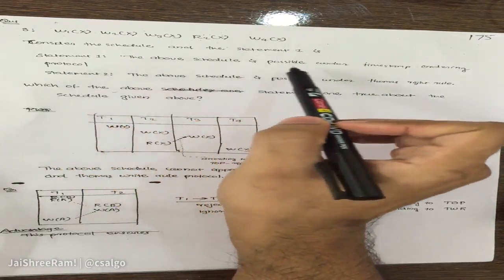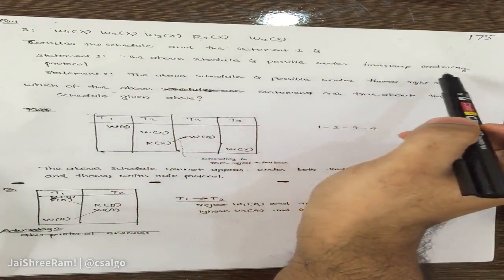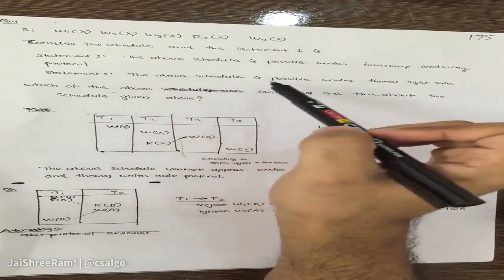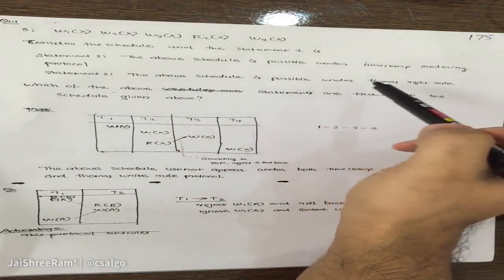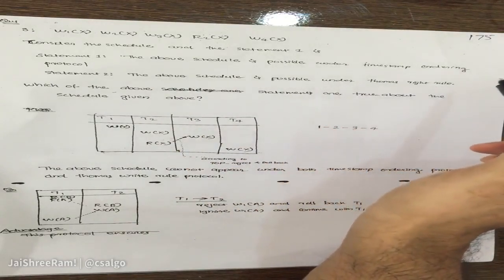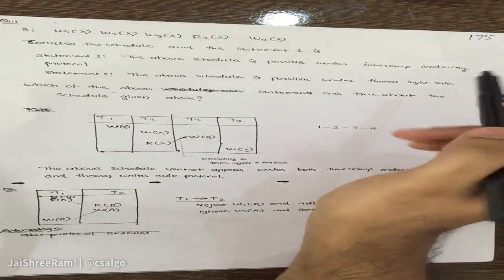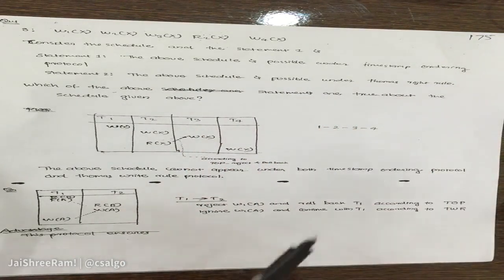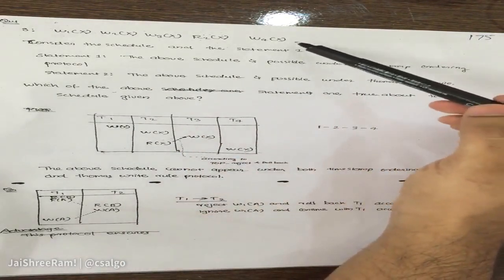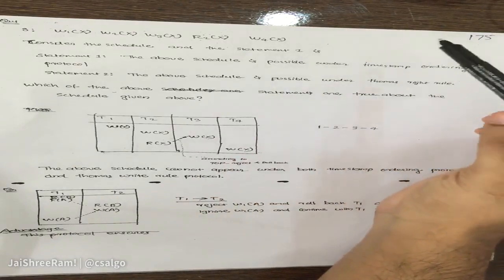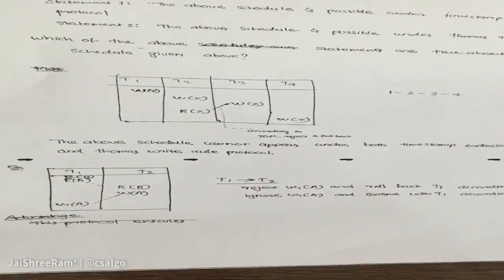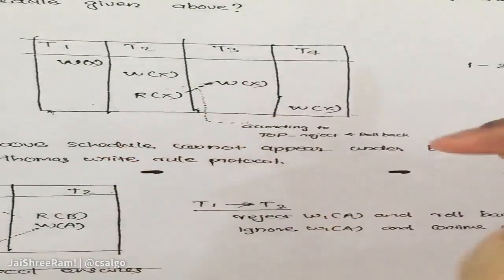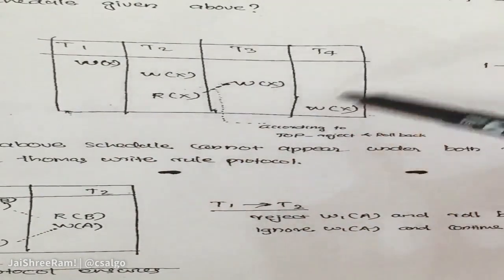Statement 1, above schedule is possible only under timestamp ordering protocol. Statement 2, above schedule is possible under Thomas Write rule. So they are saying that this one is possible under Thomas Write rule or timestamp ordering. They have to find it out. So now that schedule is actually written in this table like this. If you are comfortable with this table, better go with this. Once you write it down in the table, we get it like this.